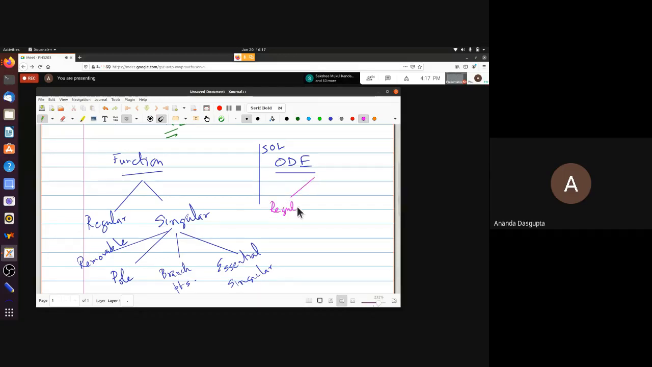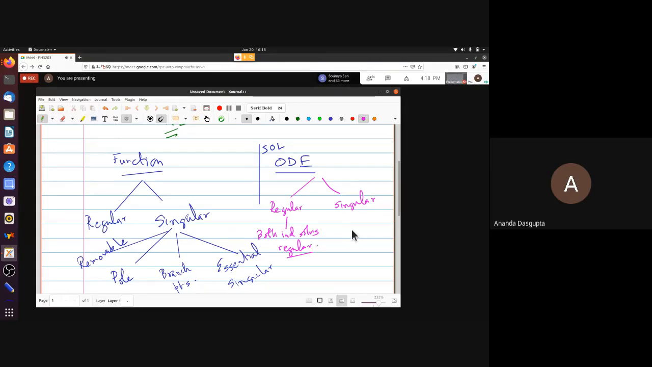So regular and singular, that's the first division that you make. Same kind of division as for functions. And here the nomenclature is pretty straightforward. If you're talking about a second order linear ODE, there are two independent solutions, and regular simply means both independent solutions are regular at that point. So once again, this is a statement about a point: that the ODE is regular there. If the ODE is regular there, both its independent solutions are regular functions. So that nomenclature is pretty straightforward.